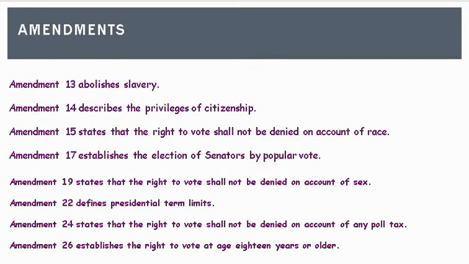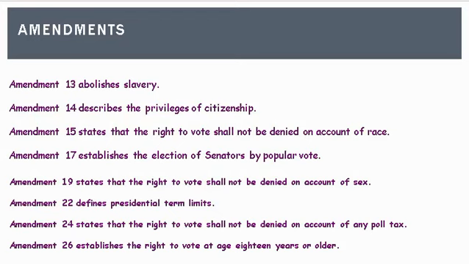13 got rid of slavery. 14 described who is a citizen and what rights they have. And 15 says that the right to vote shall not be denied on account of race, meaning that no matter what color your skin is, you're still allowed to vote. 17 established the election of senators by popular vote.